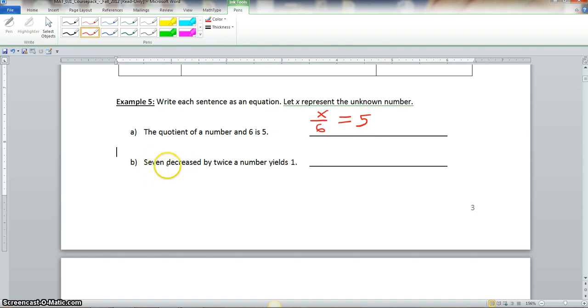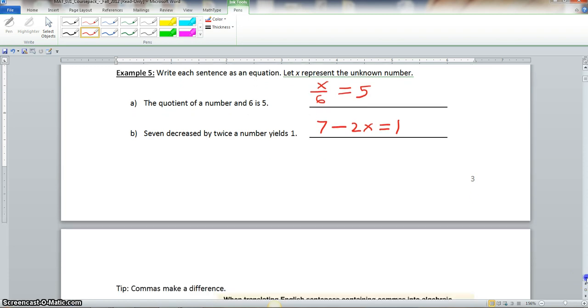Now we come to b. 7 decreased by twice a number yields 1. So it's 7 decreased by twice a number, which is 2x, yields means equal 1. So it's 7 minus 2x equals 1.